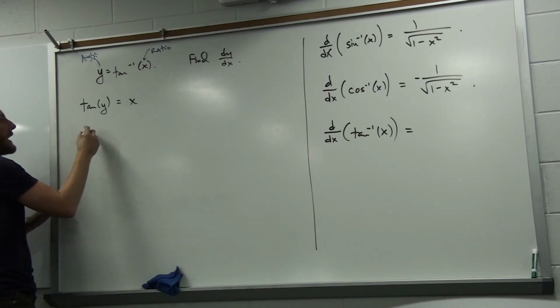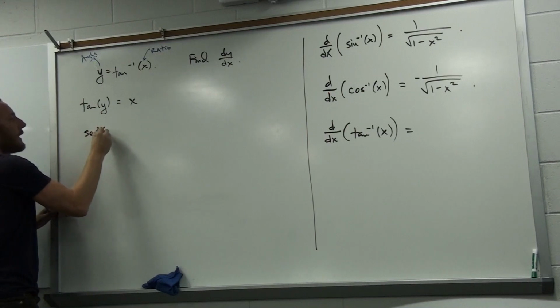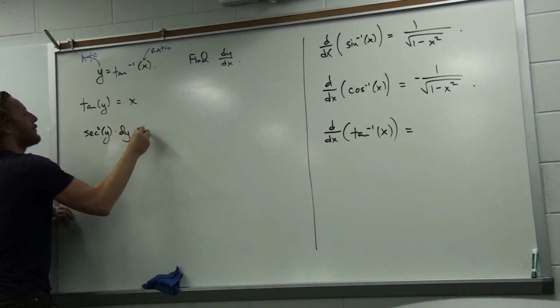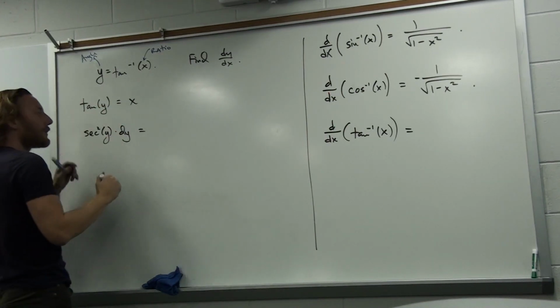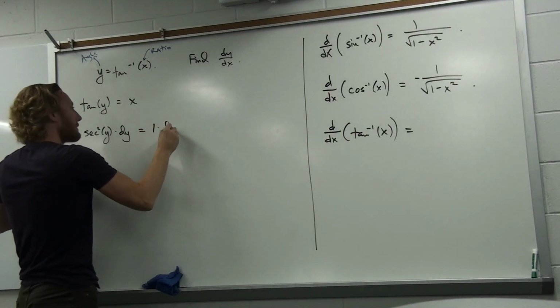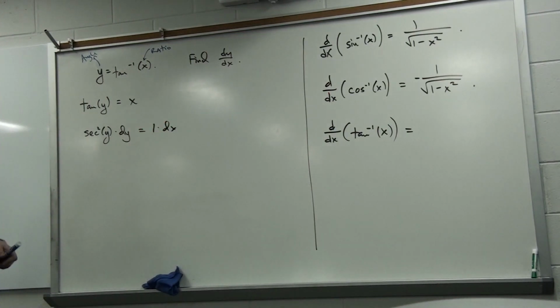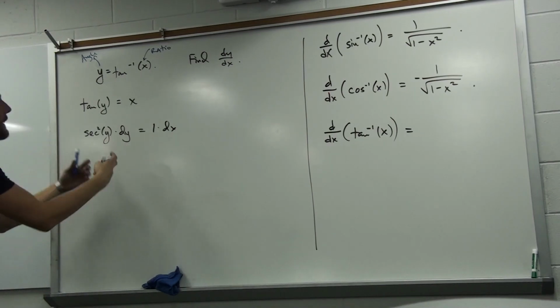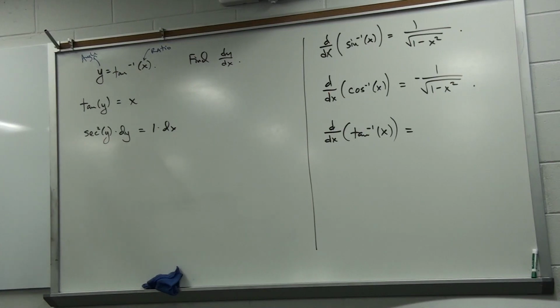You know the derivative of tangent y, that's just secant squared y. Tack on a dy because you took a derivative with respect to y. You know the derivative of x, that's just 1. Tack on a dx because you took the derivative with respect to x. Now, get all the dy terms on one side, all the dx terms on the other. Actually, that's already done for us by convenience here.